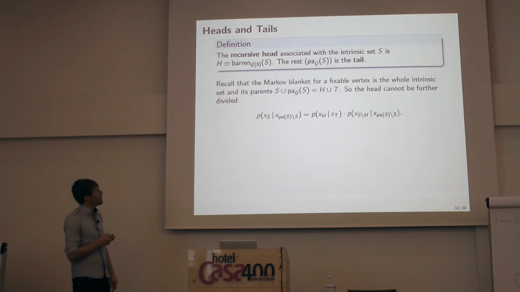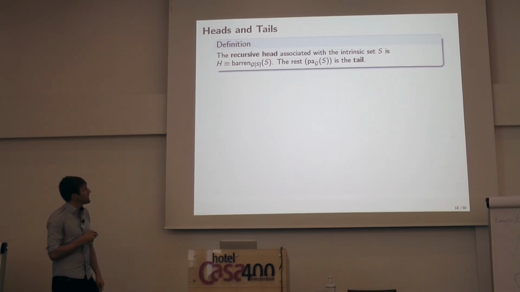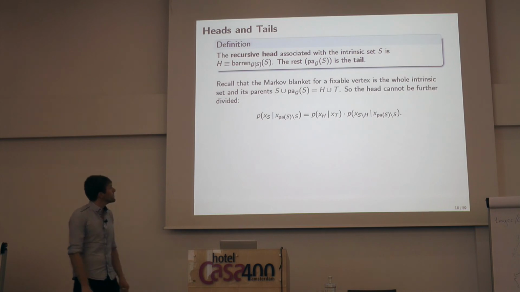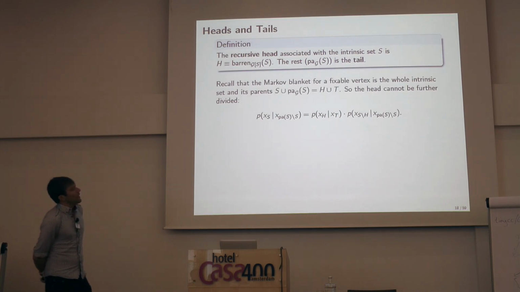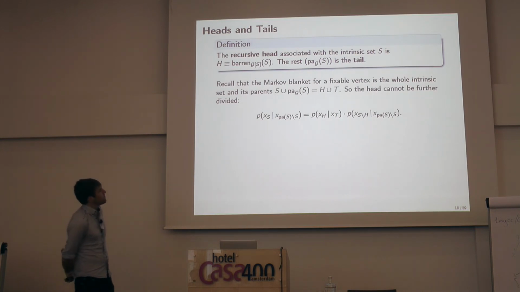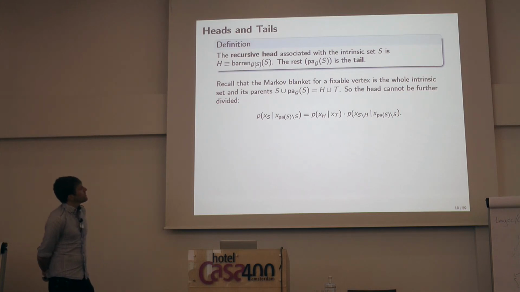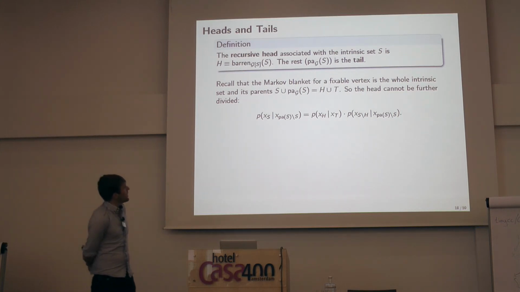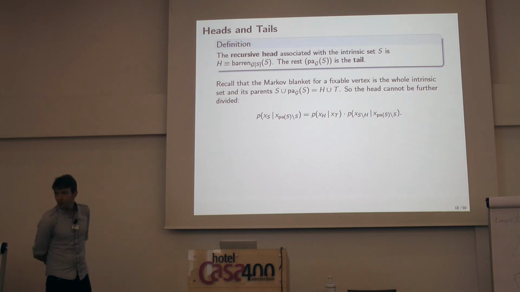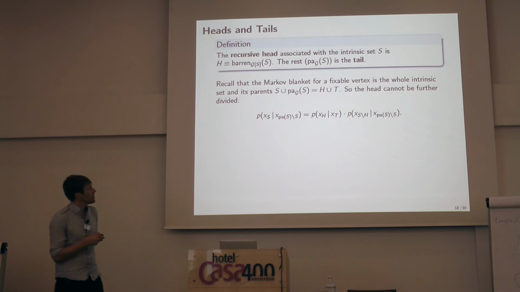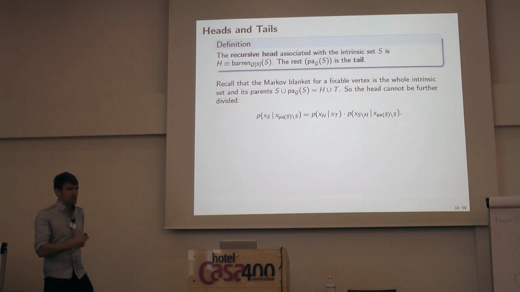And these things are all in one-to-one correspondence. So for every intrinsic set, there's a head and a tail, and for every head, there's exactly one intrinsic set, and so on. I guess tails could be shared. So Thomas mentioned, very briefly, the Markov blanket for a vertex which is fixable, which remember is the same as a vertex which is barren within its own district. If you can't have any children within the district.